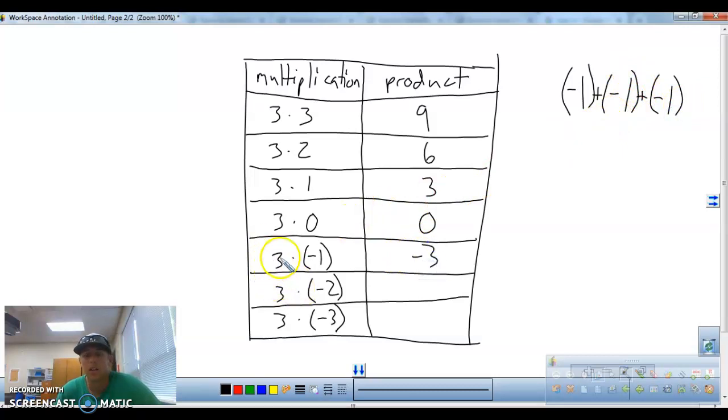Okay, so another way to look at it, you've got 3 times 1. We know 3 times 1 is 3. One of them's negative, though. So that's going to change your answer to a negative, and that's kind of the math behind it.